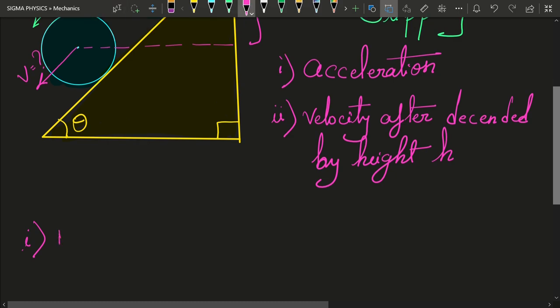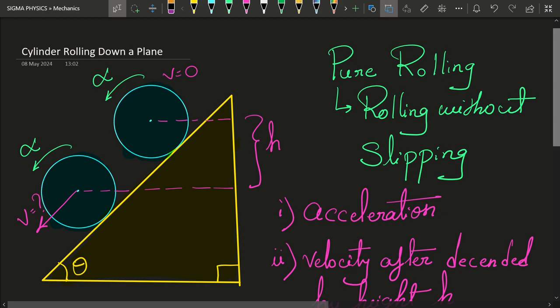So let me begin with method number one. Now, what causes a body to roll? It is friction. The torque provided by friction causes it to roll. So there is obviously friction acting on this body. And let us say that the friction is acting in this direction. The small f is the frictional force on the body.